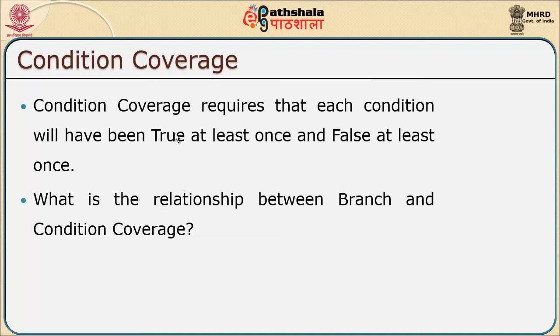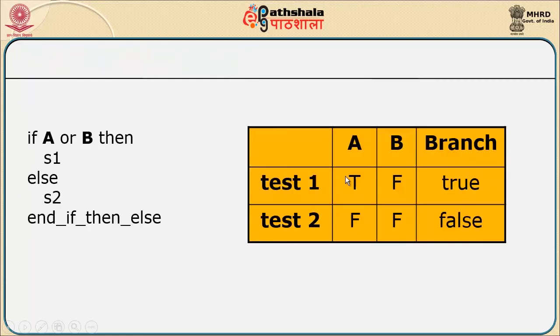After having understood condition coverage, we can now correlate it with branch coverage. Is there any relationship between condition coverage and branch coverage? Look at the test cases for a statement like this: if A or B, then execute statement 1, else execute statement 2. For test condition 1, if A is presumably true, then the branch is true, and for condition 2, both the conditions being false, the branch coverage need not be done.